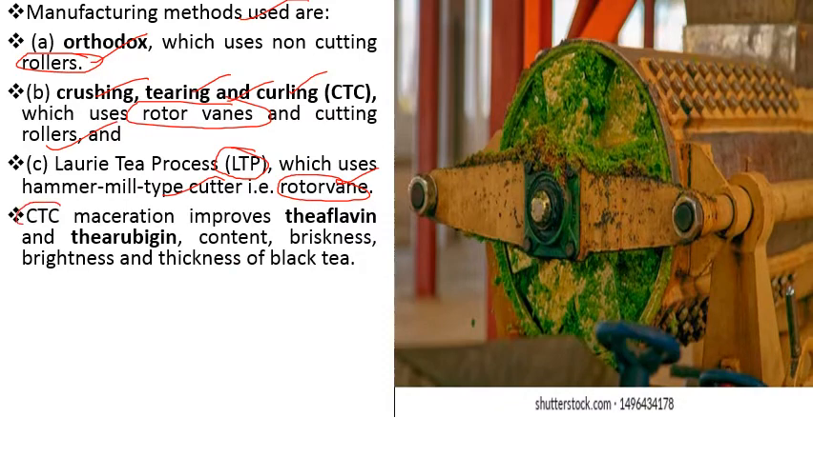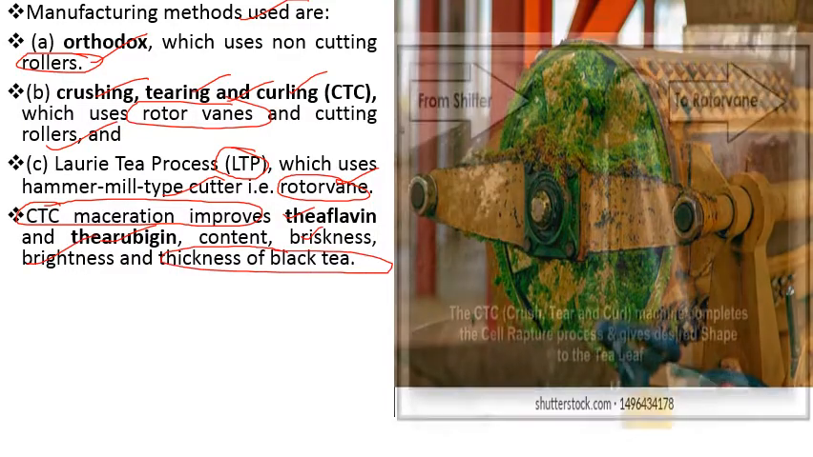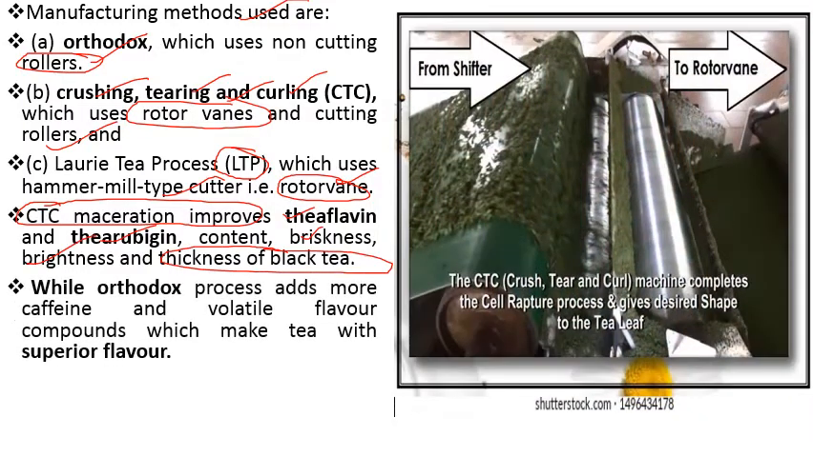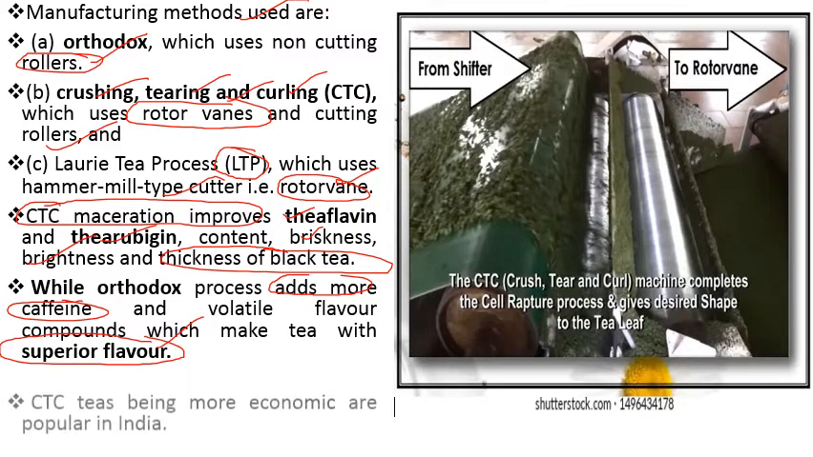The CTC maceration improves some chemical substances in tea leaves, that is theaflavin and thearubigin content, which increases the briskness, brightness and thickness of black tea. Then the orthodox type of tea adds more caffeine and volatile flavor compounds, which makes the tea superior in flavor. So orthodox में जो leaves को roll किया जाता है orthodox method में वो increase करता है caffeine का content ज़्यादा और tea को बनाता है superior in terms of flavor.